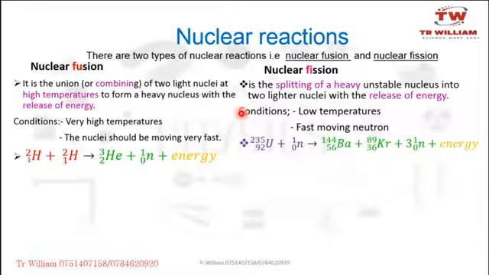Remember, we said in both reactions there is a lot of energy that will be produced when it happens. Here a lot of energy will be produced when the two combine. They will produce a lot of heat energy. And here also, when this one breaks up, as it is breaking up when it is disturbed by the neutron, it will also produce a lot of energy.